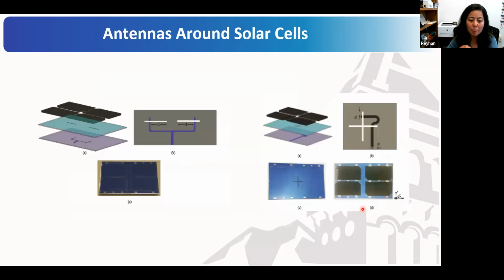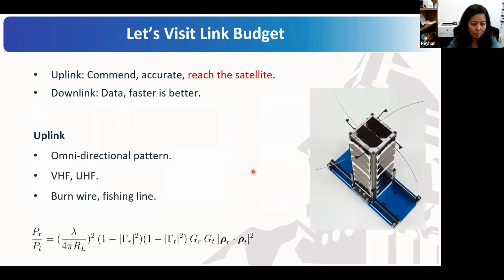So therefore, our group moved on to the next one. We place antennas around the solar cell on the same plane, because oftentimes there is a little gap in between solar cells when you do the assembly, just for the routing of the DC current. So we could utilize those gaps to create radiating slots. A slot antenna is a negative image of a dipole antenna, so it radiates similar to a dipole. So that's the idea here.